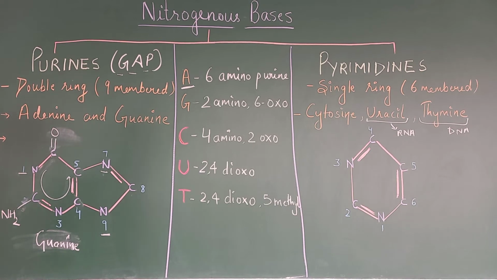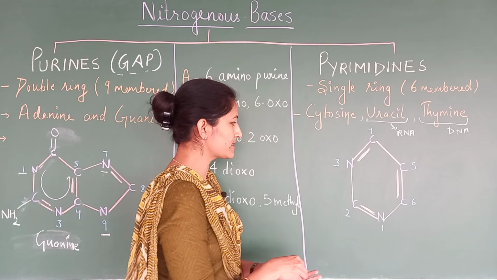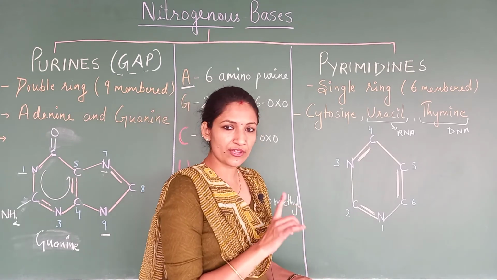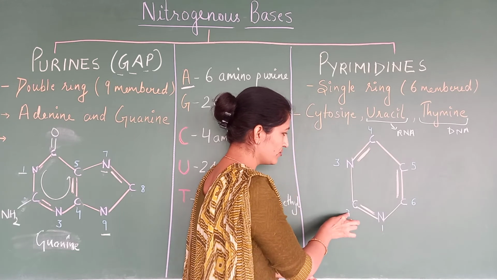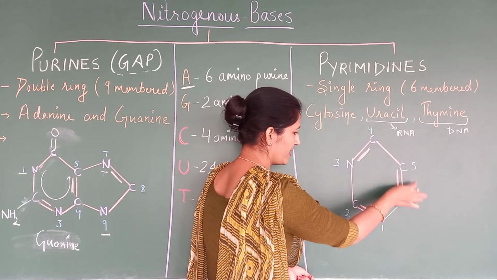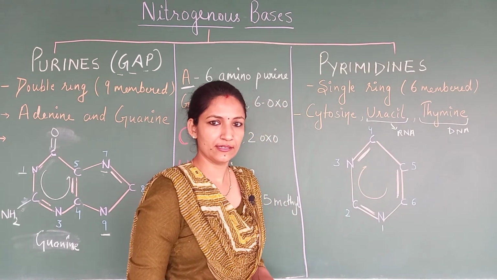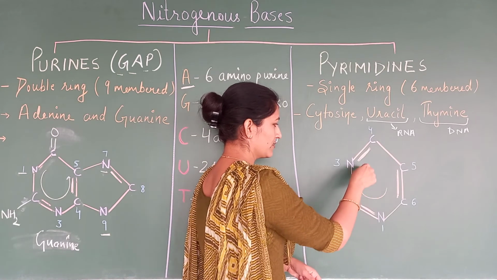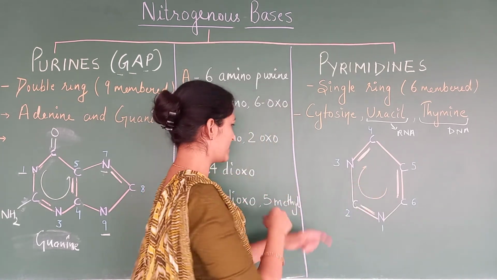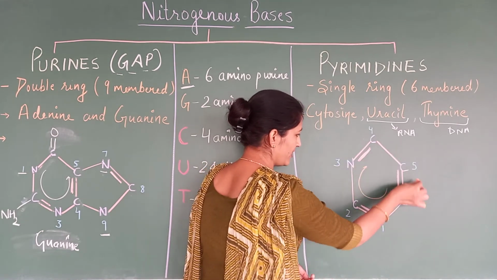Next is pyrimidines. So this is the skeletal structure of pyrimidines. In this we are going to number from this particular nitrogen: 1, 2, 3, 4, 5, 6. So this is anticlockwise. Okay. Sorry, this is clockwise and this is anticlockwise. In that way the numbering is done. This is 1, 2, 3, 4, 5, 6.